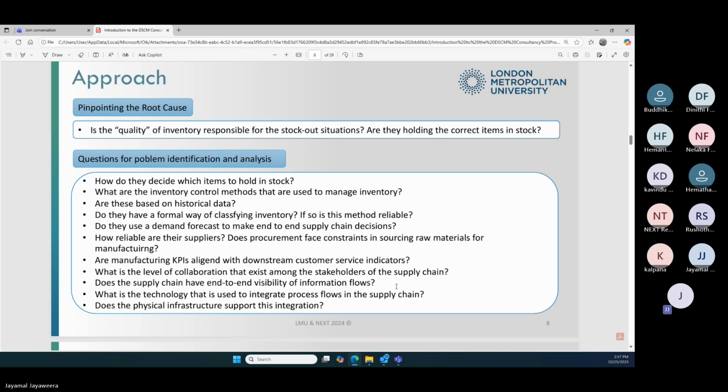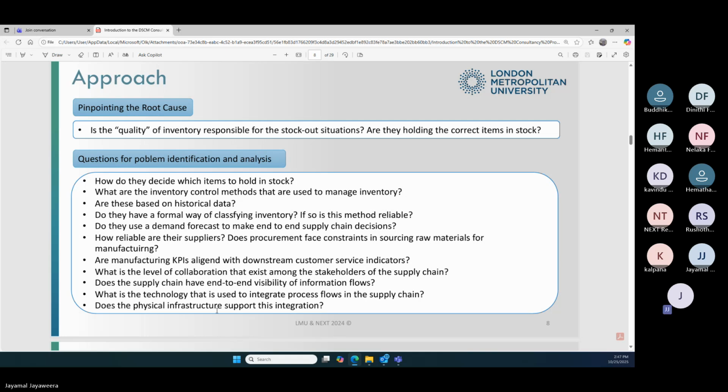Do they have an S&OP process, right, where all these stakeholders get together once a month to discuss what the future demand should be, and then how the organization should be fulfilling that demand, or whether the organization has the capability of fulfilling this demand, and if not, what action the organization needs to take? Then what is the technology that is used to integrate process flows in the supply chain?